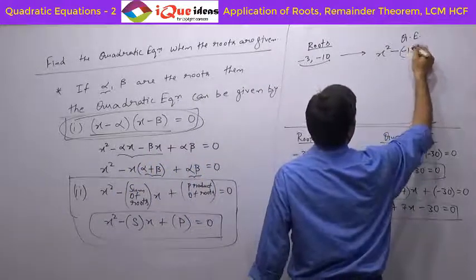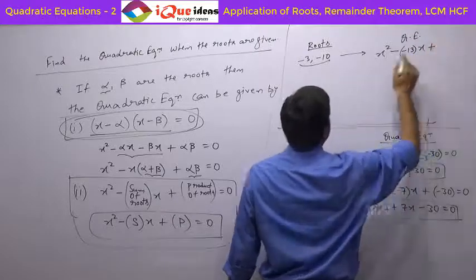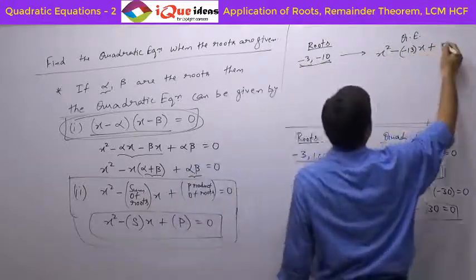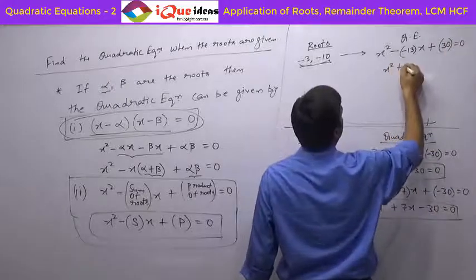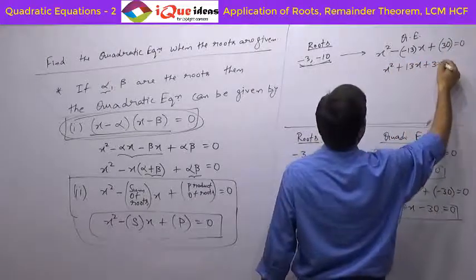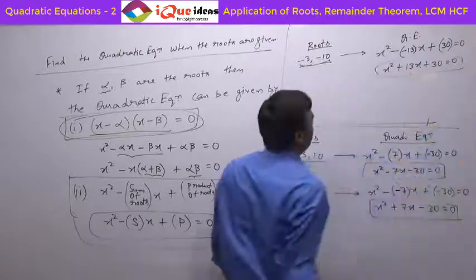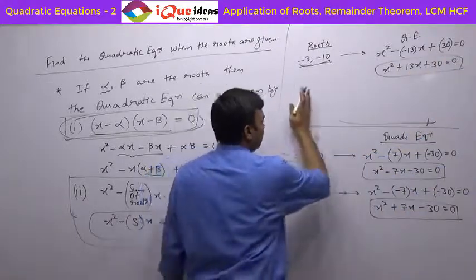Right? So it is minus 13x plus the product of minus 3 and minus 10. Now the product of minus 3 and minus 10 is 30. Right? This is equal to 0. So we have x square plus 13x plus 30 equal to 0. Right? Let's take one more example.